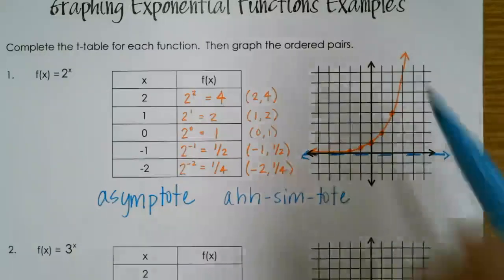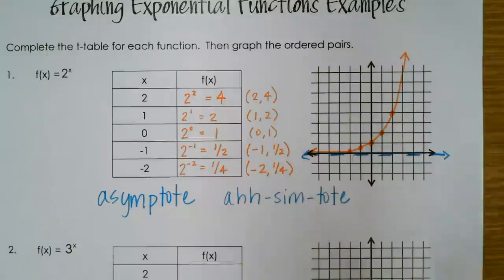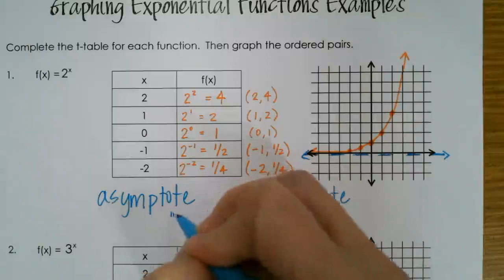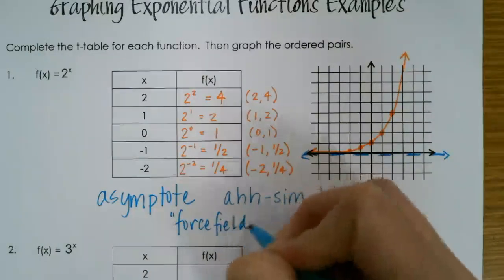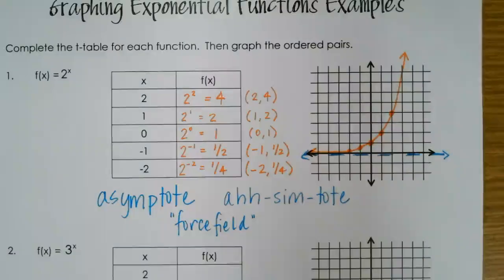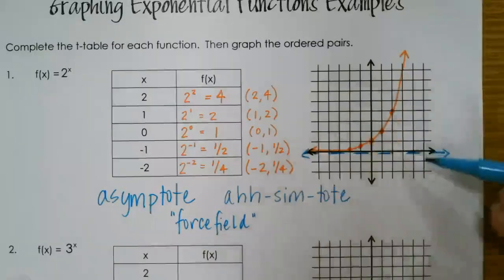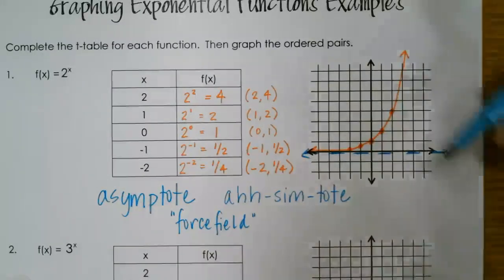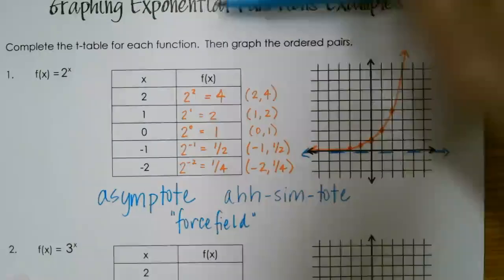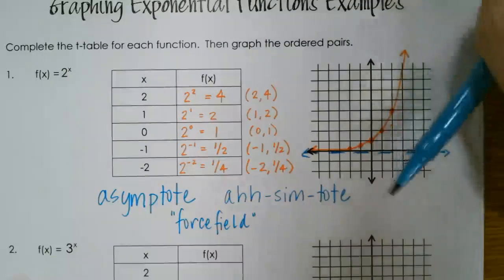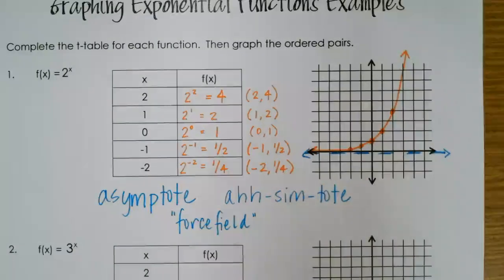Asymptote. And that is this imaginary line. Again, I kind of think of it as a force field. So if you're like a Star Wars or even a Hunger Games person, you understand that this is imaginary. We can't see it. That's why we're using a dotted line. But it is a force field. So this curve, this exponential curve is not going to be able to cross over that asymptote.